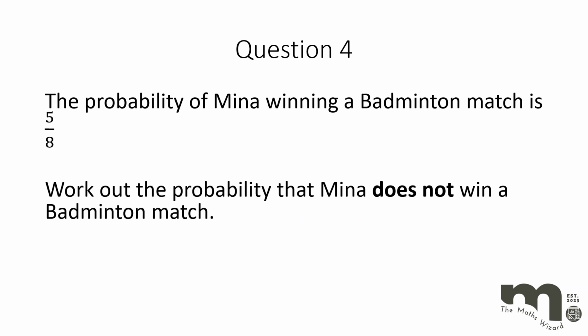Next question then, the probability of Mina winning a badminton match is 5/8. I want to know the probability of her not winning. And that should be 3/8. The reason it's 3/8 is because we've got 5/8 and 3/8. All of the possible outcomes when you're looking at probability have got to add up to one whole one.